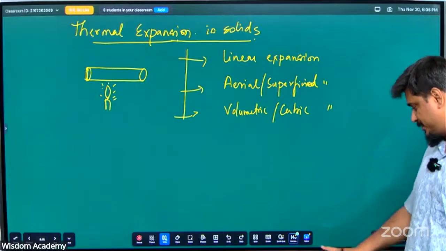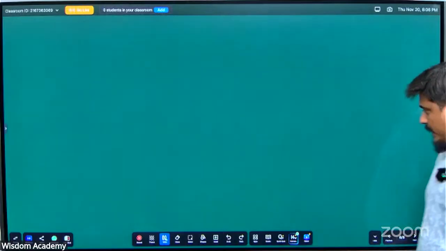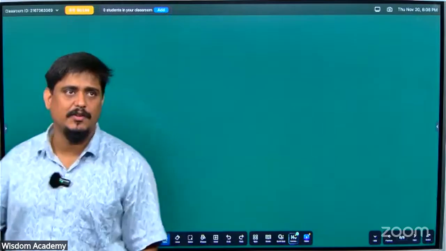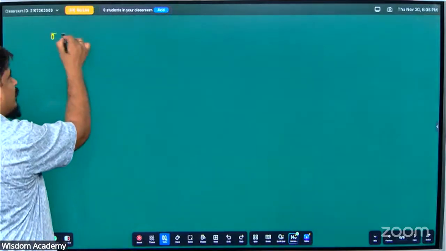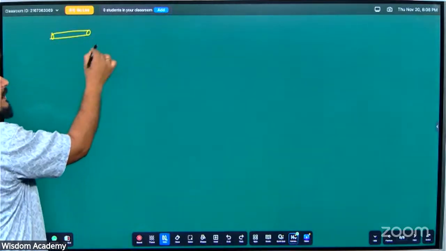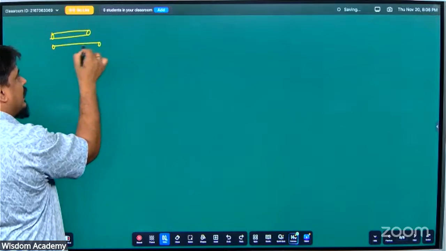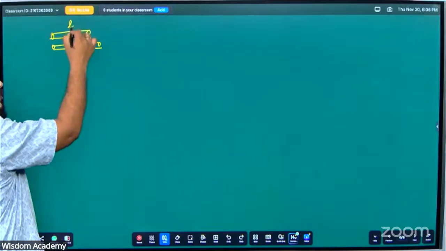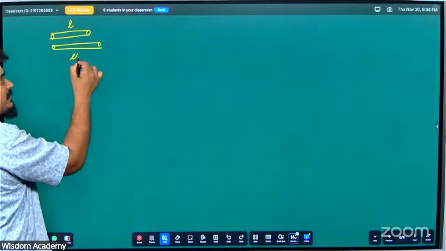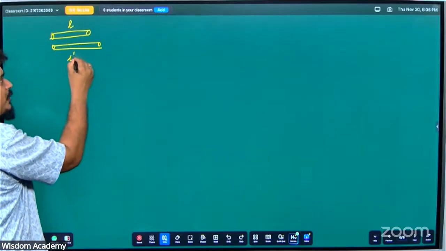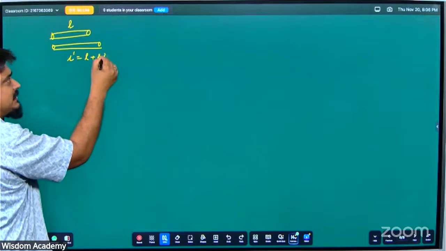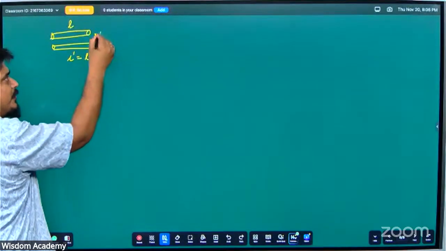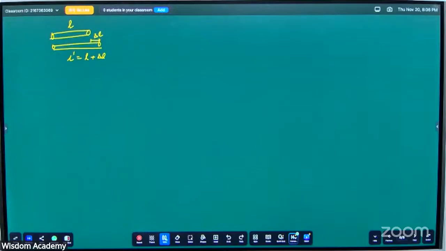First, please pay attention. It was found that, suppose a rod was taken and this rod was heated and the rod became a little longer after heating. So this was the initial length L, final length L dash. So L dash will become what? L dash will become equal to L plus some extra length delta L, isn't it? Extra length is delta L. So L dash became L plus delta L.